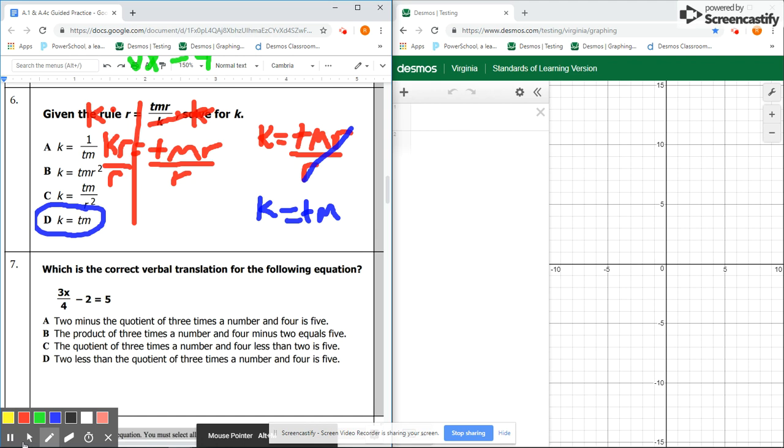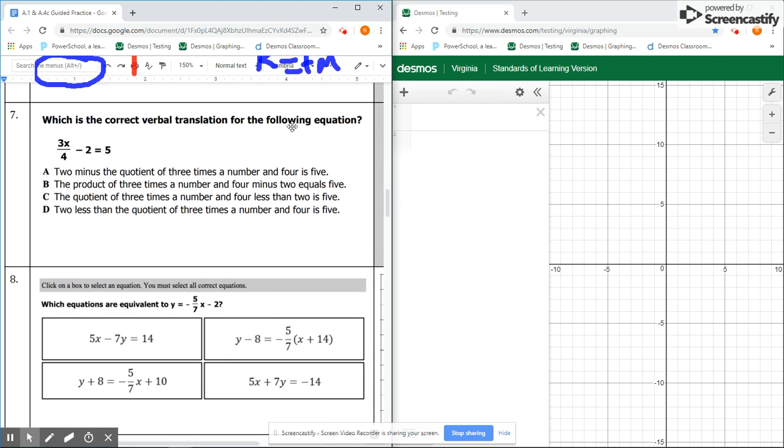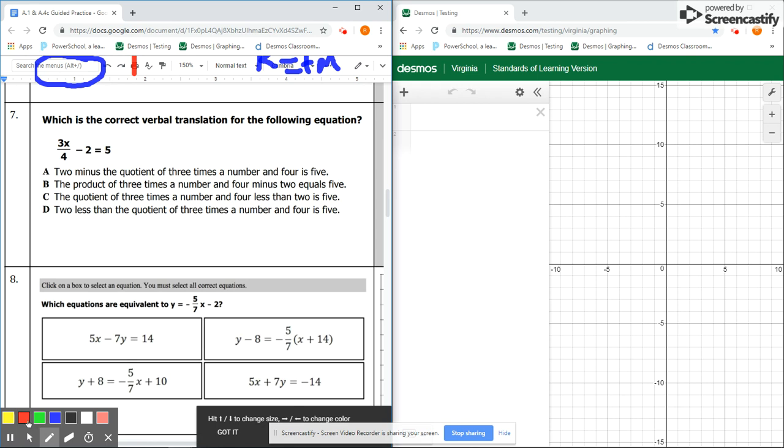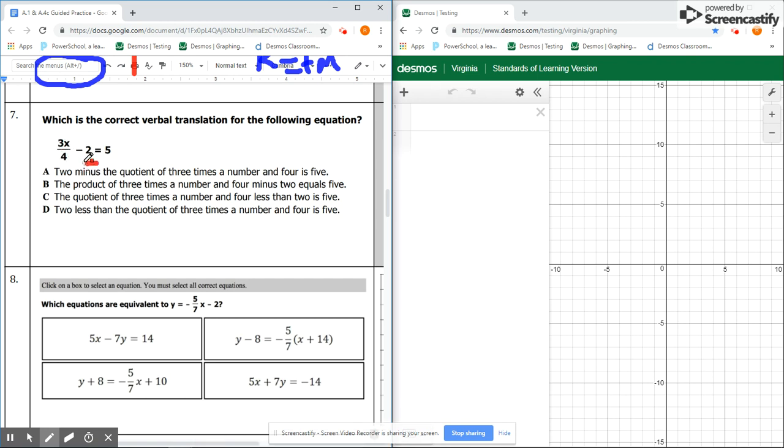Number 7. Which is the correct verbal translation for the following equation? 3x divided by 4 minus 2 equals 5. All right, so let's look at the choices here. We have 2 minus the quotient. All right, so I'm going to stop. 2 minus the quotient. All right, I did not start with 2 here, and minus, we do not switch our 2 terms. So I know that this is not going to work.